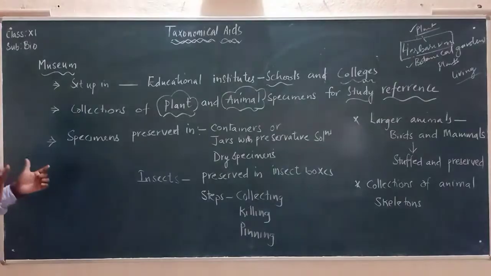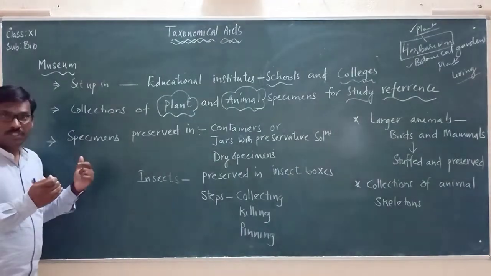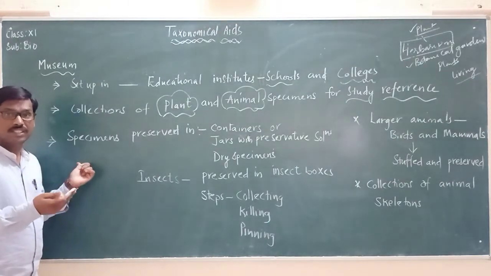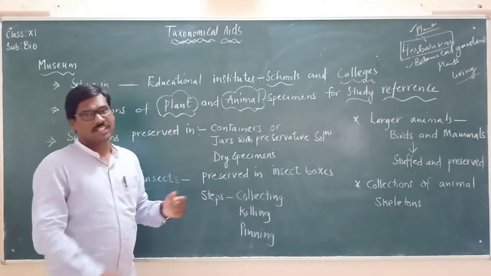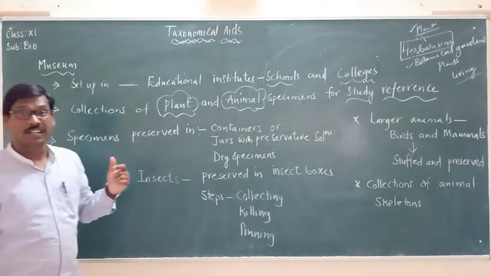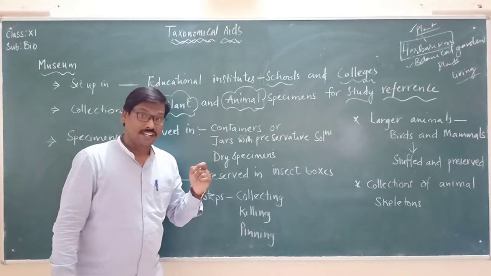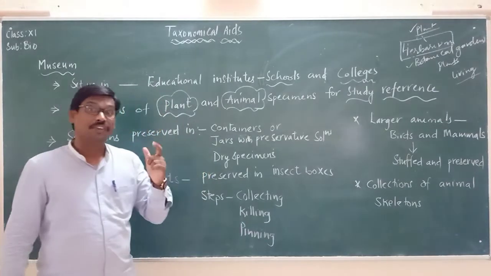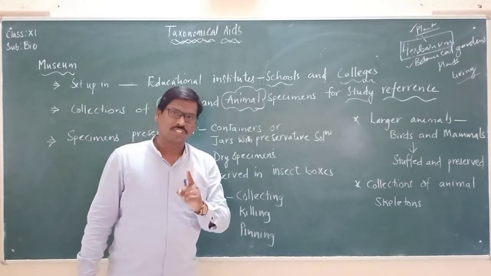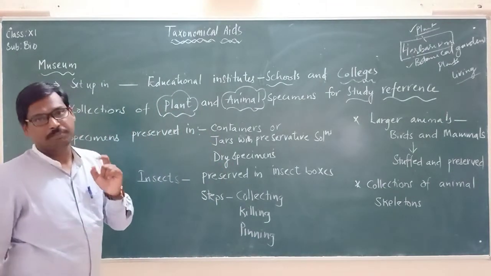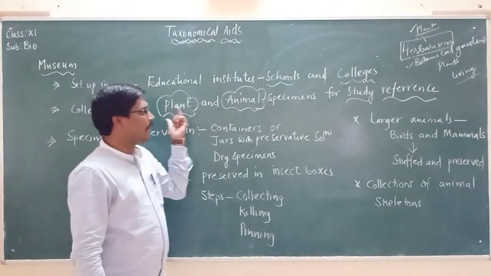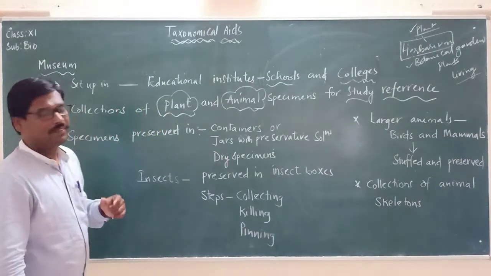Now we understood that these museums are present in schools and colleges containing plant and animal specimens. But the question is, are they in dead form or living form? Please remember, in museums we place only dead forms, dead parts of both plants and animals, that is, dead organisms.